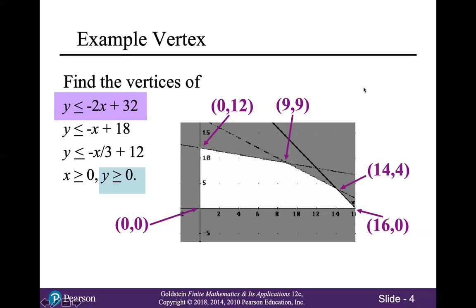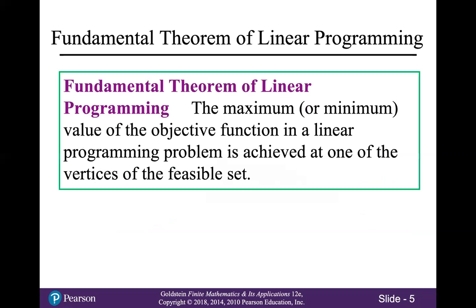All right, so here we are. We found all these vertices. Okay, so the next question is, what do we do with them? Well, that question is answered by the fundamental theorem of linear programming, which says that the maximum or minimum value of the objective function in a linear programming problem is achieved at one of the vertices of the feasible set.